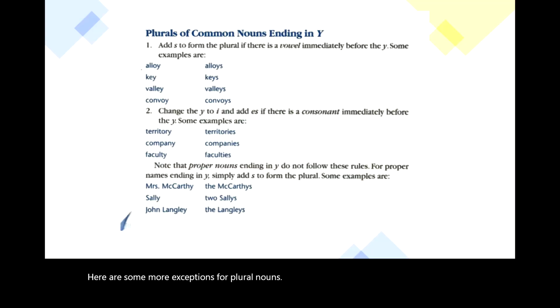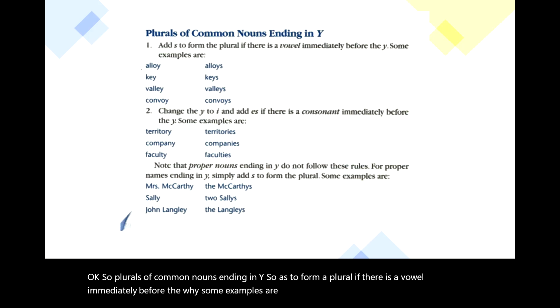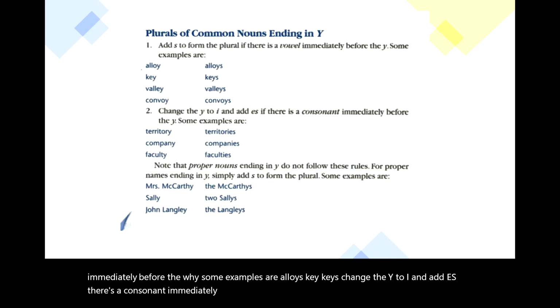Okay, so, plurals of common nouns ending in Y. Add S to form a plural if there is a vowel immediately before the Y. Some examples are alloy, alloys, key, keys. Change the Y to I and add ES if there's a consonant immediately before the Y. Territory, territories. Company, companies. All right, and there are exceptions to the rule.